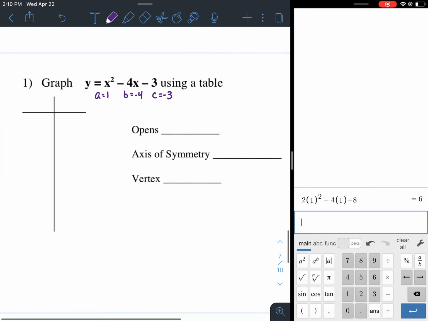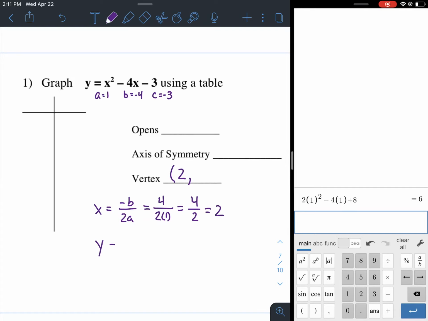In order to find the vertex, I start by using my x equals negative b over 2a. I'm not always going to write out the negative b over 2a every time. So negative b, the opposite of b. b is negative 4, so the opposite of that is positive 4. 2a, well, a is 1, 2 times 1 is, I'm sorry, 2 times 1 is 2. So 4 divided by 2 is 2. This means that the vertex is at 2 comma something. Well, what is that something?